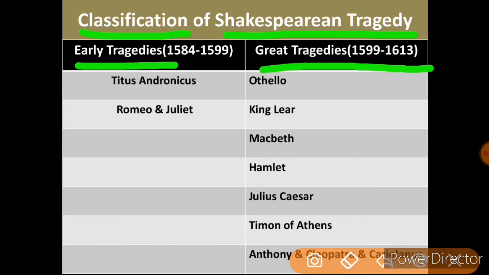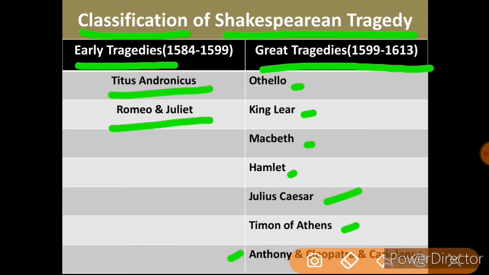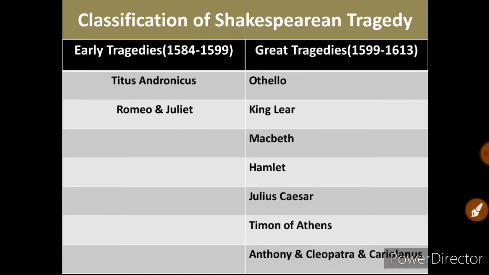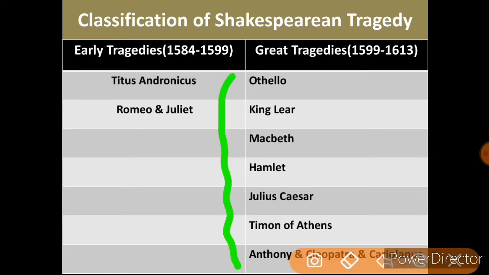In early tragedies, it includes Titus Andronicus, the first one, and the second one, Romeo and Juliet. And the great tragedies, the other category of Shakespearean tragedy, include Othello, King Lear, Macbeth, Hamlet, Julius Caesar, Timon of Athens, Antony and Cleopatra, and Coriolanus. So these are the great tragedies of William Shakespeare.